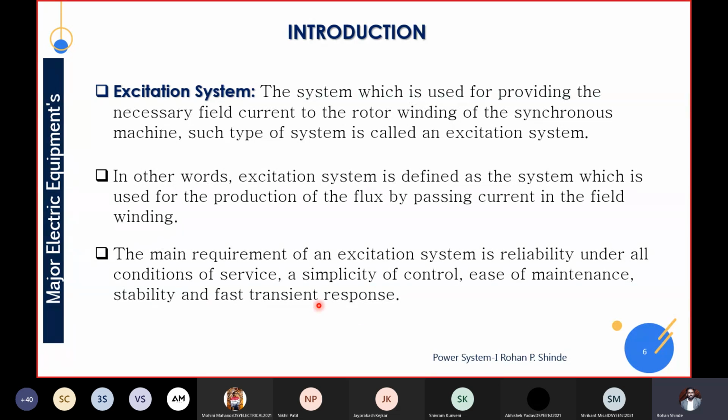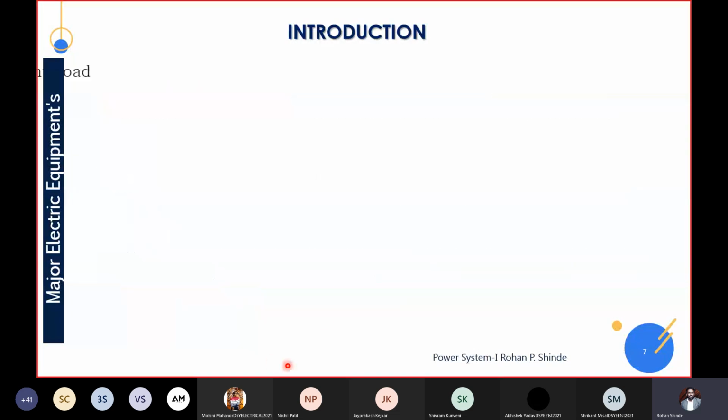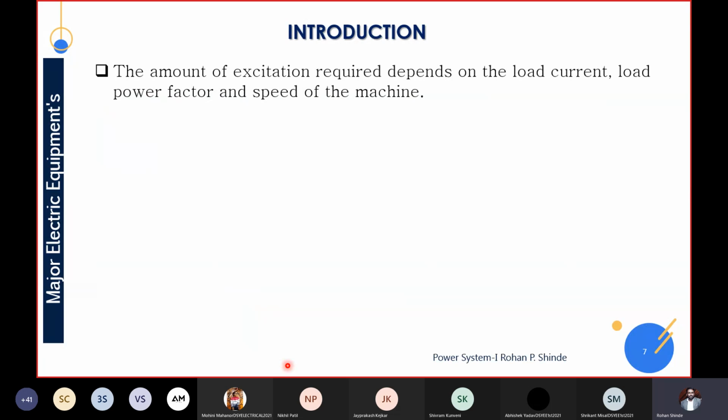These excitation systems are easy to maintain. Also, it has stability. Also, it is fast in transient response. It has a simple control structure, and it works under all conditions. After that, we will see that the amount of excitation required depends upon the load current.